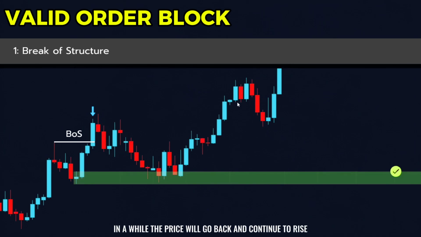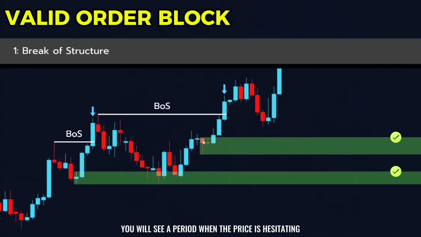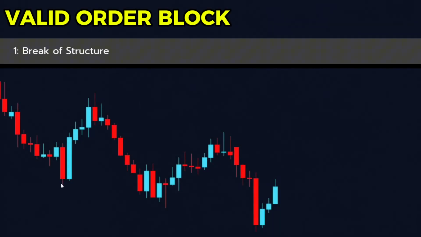In a while, the price will go back and continue to rise. The price will go up again, causing a break of structure again. In this area, it is set to be a trend imbalance. Looking back, you will see a period when the price is hesitating. This area is a pause order block, and an order block that passes the criterion because it causes a break of structure. Finally, there is a break of structure that occurs again. This order block will be an order block that passes the criterion. A trend imbalance occurs, an order block occurs, and the price goes up.